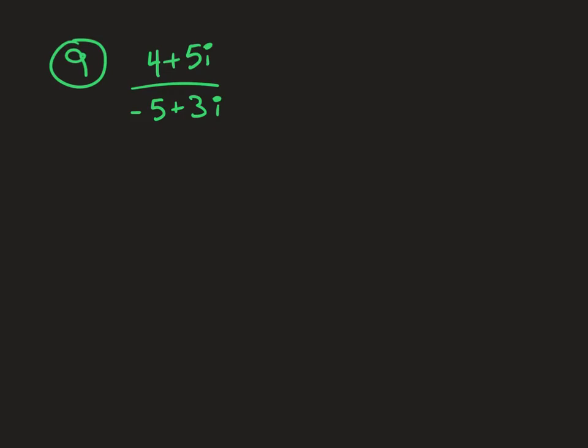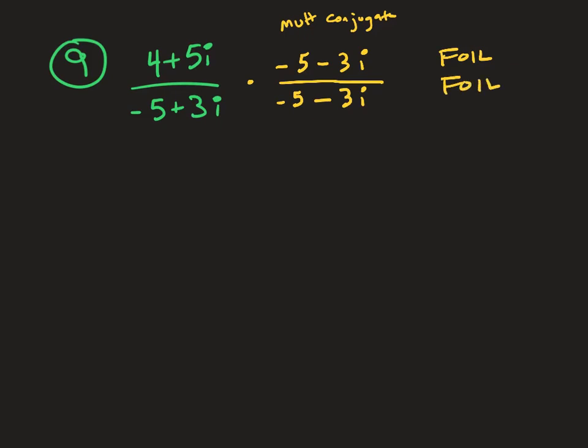Number 9, 4 plus 5i over negative 5 plus 3i. Here we've got an i on the bottom again. So when that happens, we're going to multiply the conjugate. And we're only going to use the conjugate of the bottom. So the conjugate of the bottom will be negative 5 minus 3i. Same thing on top. Again, going to FOIL on the top and bottom. And since the bottom ones are conjugates, we can skip the O and the I.